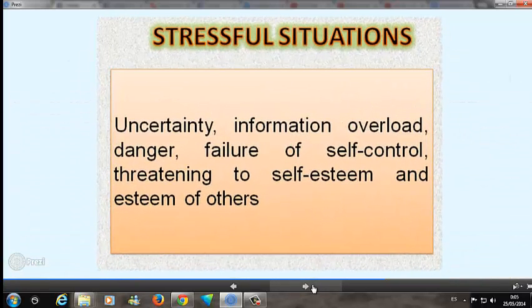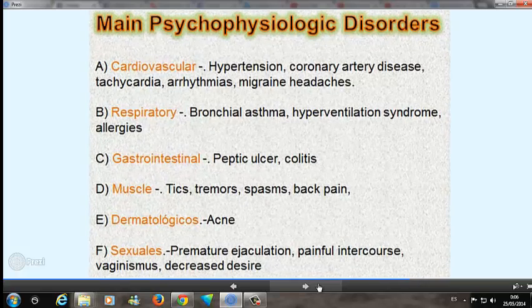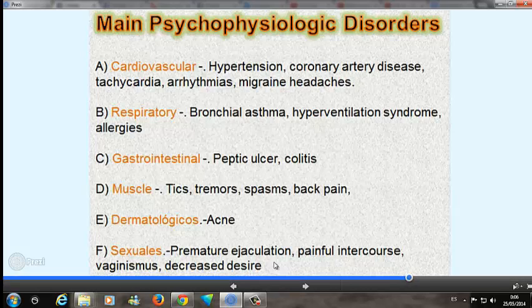Stressful sensations: uncertain information, overload, danger, failure of self-control, threats to self-esteem and the esteem of others. Main psychosomatic disorders. Cardiovascular: hypertension, coronary artery disease, tachycardia, arrhythmias, migraine, headache. Respiratory: bronchial asthma, hyperventilation syndrome, allergy.